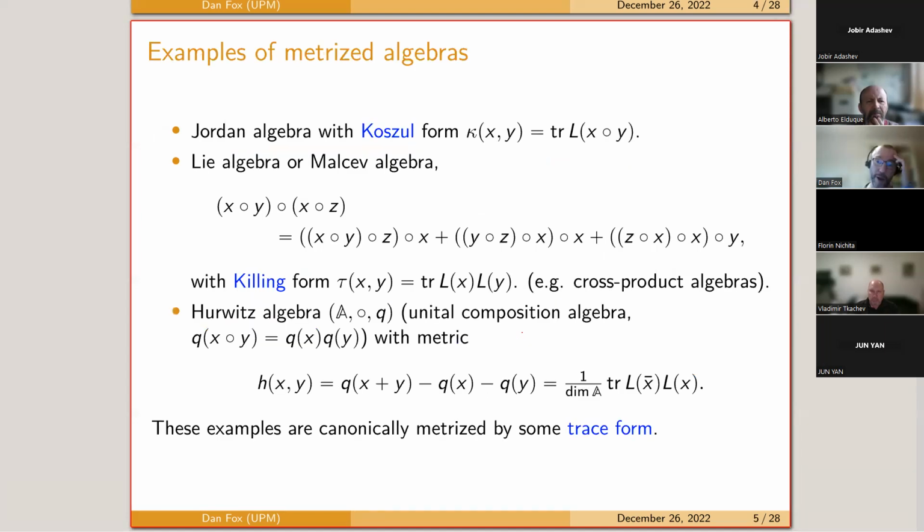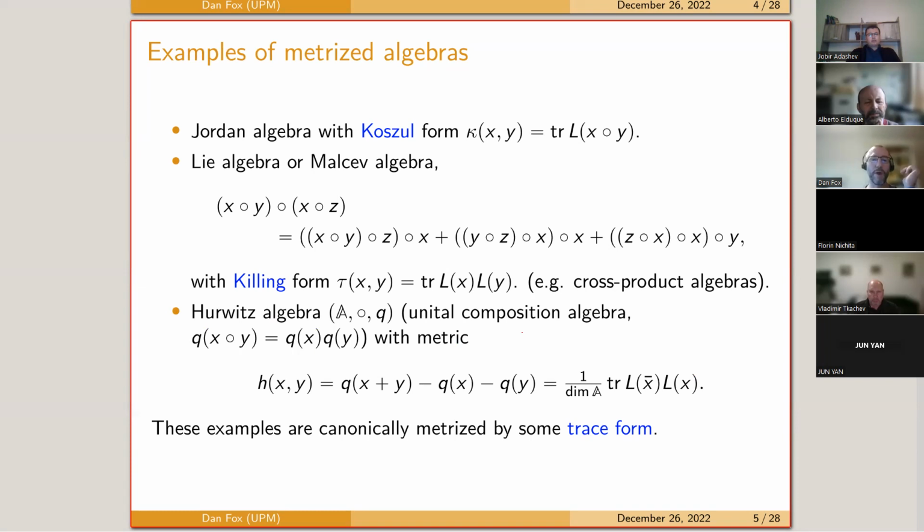So here are just some quick examples of metrized algebras, some examples that probably are familiar to everybody here. A Jordan algebra with this form, which is the trace of the multiplication endomorphism. A Jordan algebra is commutative, and so here I'm looking at the trace of the left multiplication endomorphism evaluated on the product. And I like to call that the Koszul form for some reason.